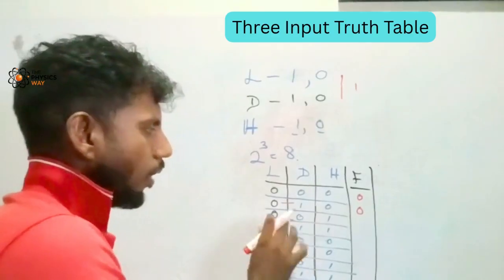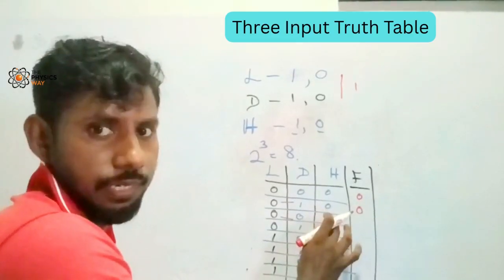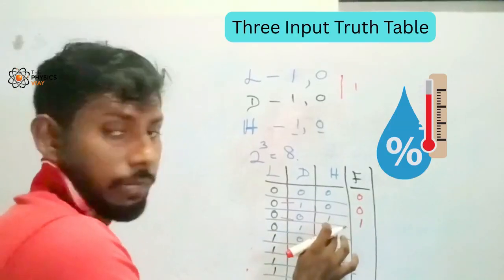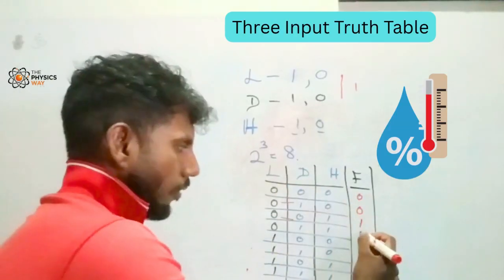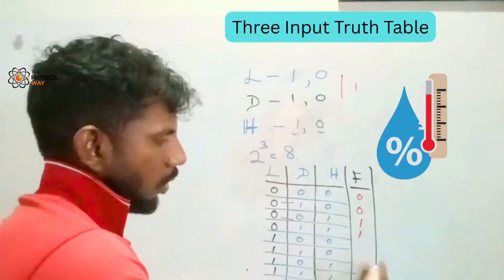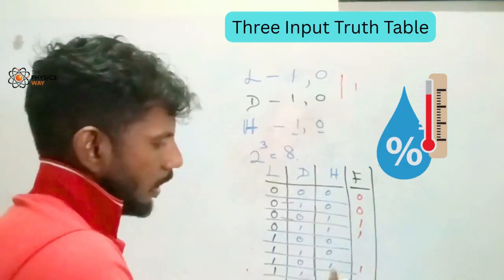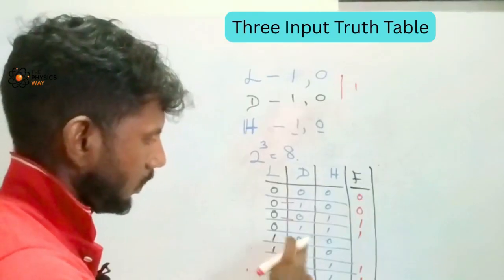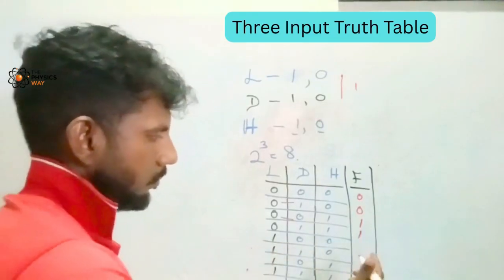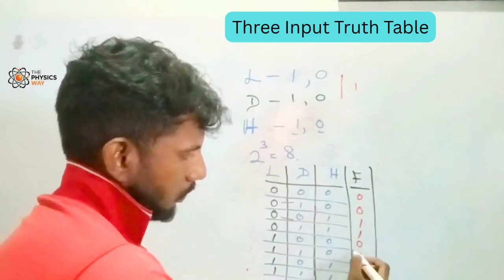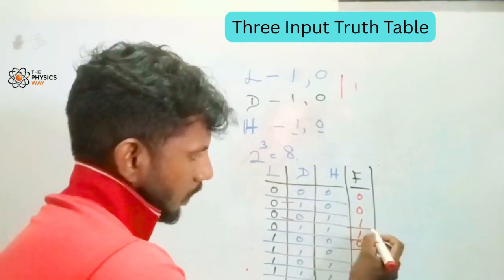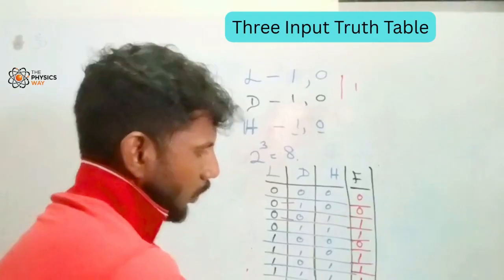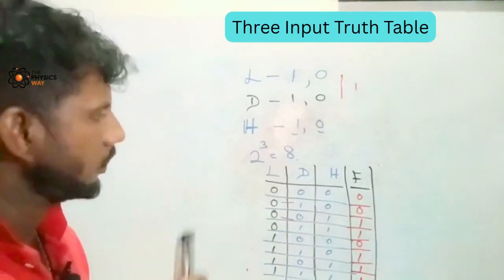These two are not in operation, but still the humidity sensor is on, so we need the fan. Humidity sensor on, we have to have the fan, right? 1. Humidity sensor on, we have to have the fan. And humidity sensor on, we have to have the fan. Yes. Again here, we have to have the fan, 0. So this is another method that we can draw the truth table.